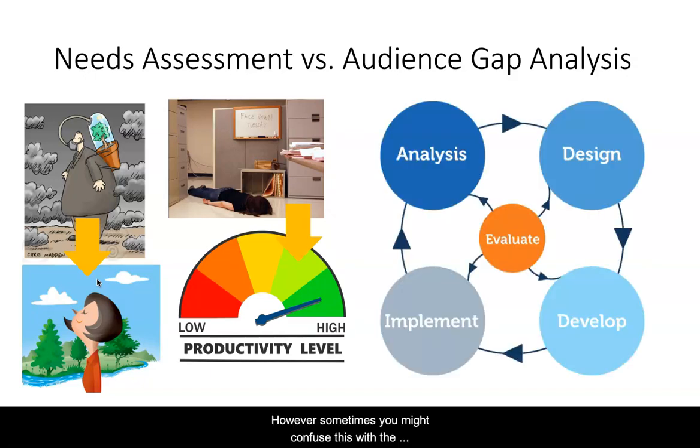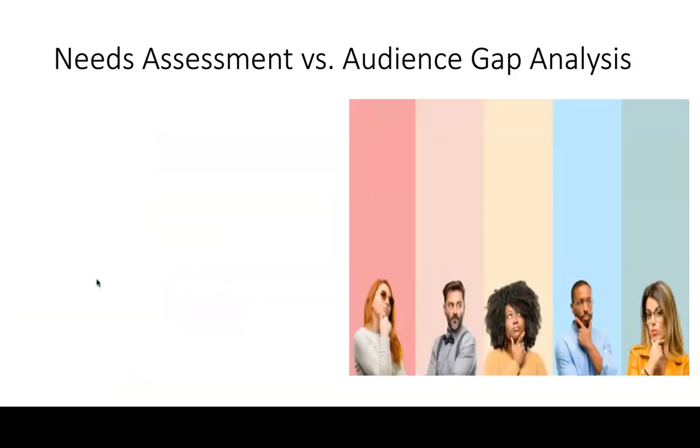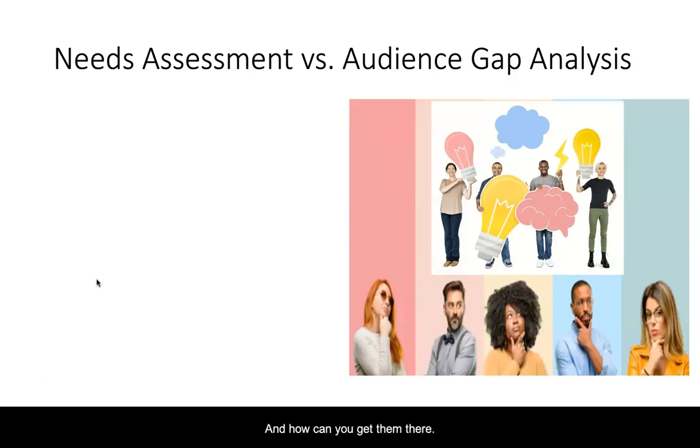However, sometimes you might confuse this with the analysis part of the ADDIE model. When you're doing an audience gap analysis, instead of looking at where we want to be as a group, where we are now and where we would like to be, you're looking individually at your audience members. And what do they know? What are they confused about? What do they need to know? And how can you get them there?